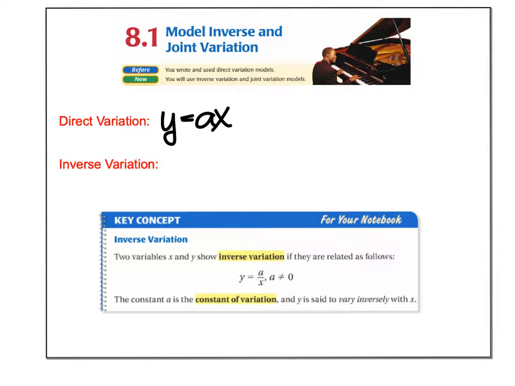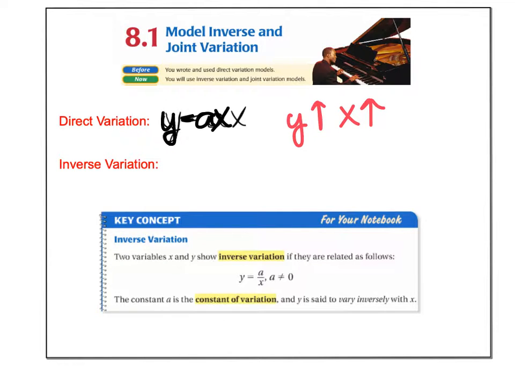The constant a is called the constant of variation. And what this really means is as your values of x increase, so do your y's. They behave the same. They have a direct relationship. So as y values increase, so do your x values.